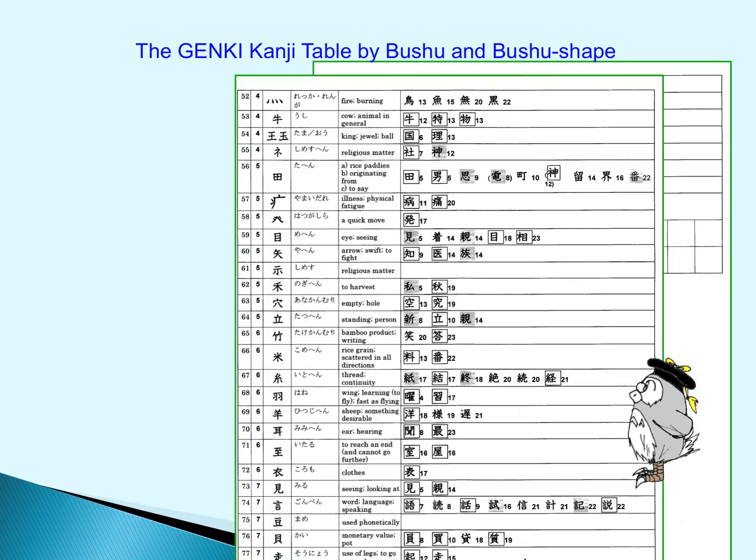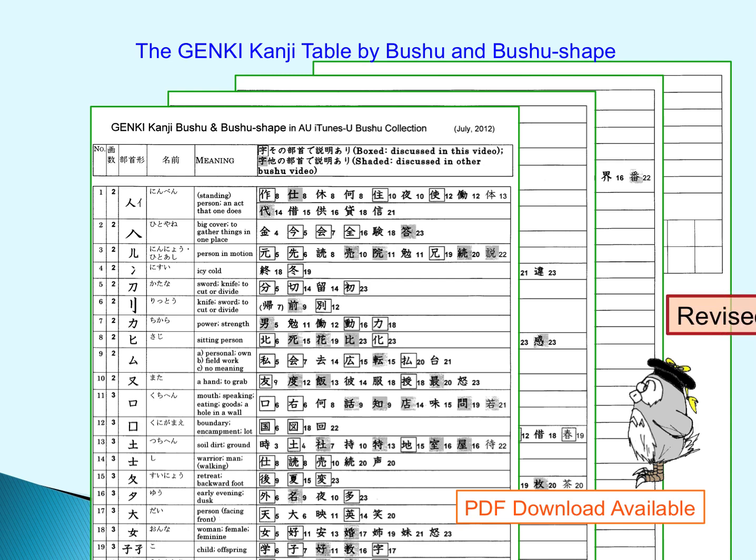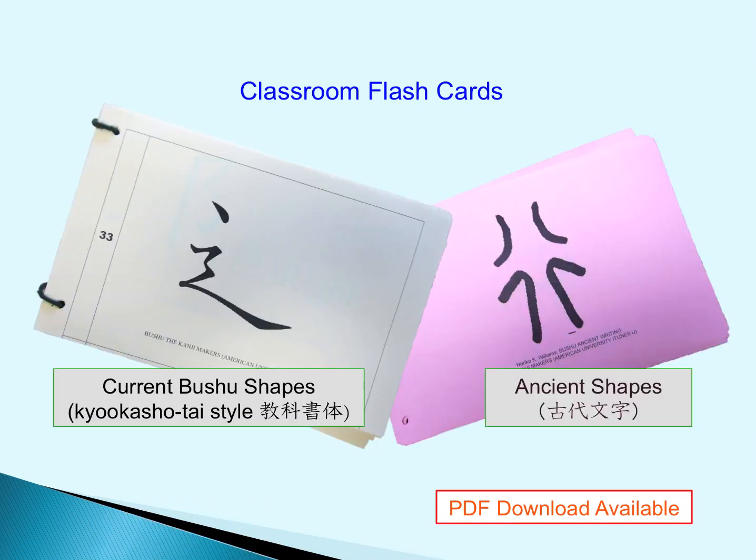This is the table of kanji for the students who use an elementary level Japanese textbook called Genki. The kanji are arranged by the Bushu groups and the lesson numbers are also shown. For a quick review in classroom, these flashcards are also used. One is in the Kyokasho style and one is in the ancient forms for fun.